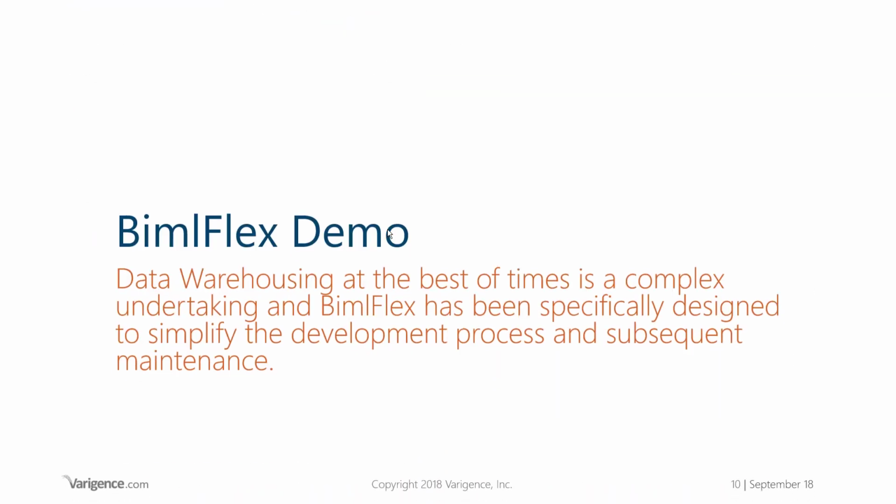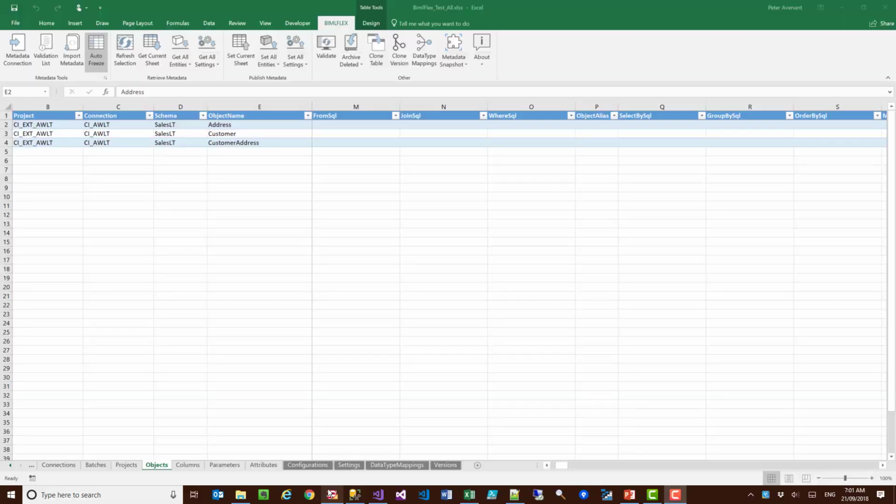So let me go ahead and show you in BimlFlex how we would do this. Okay, so what we're going to do is create that scenario where we have one customer and two address satellites here. Again, I'm starting at the same point. I've just got the metadata for the customer address and address in here. What I really want to do is create two more address attributes, one for shipping address and one for main office address.